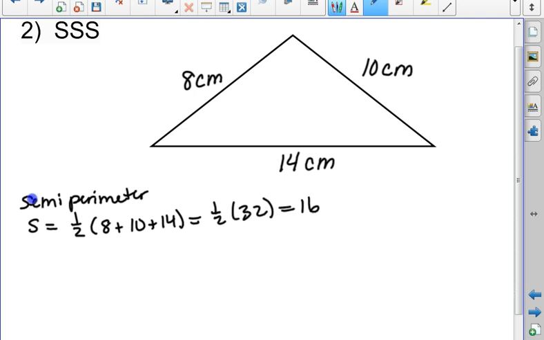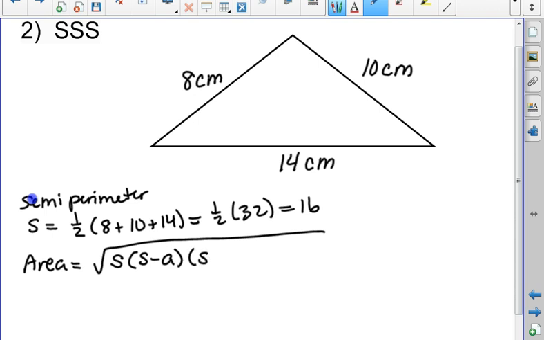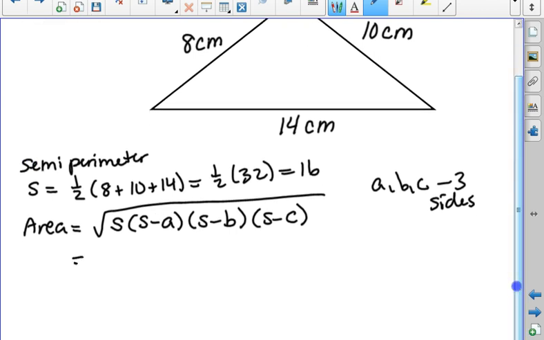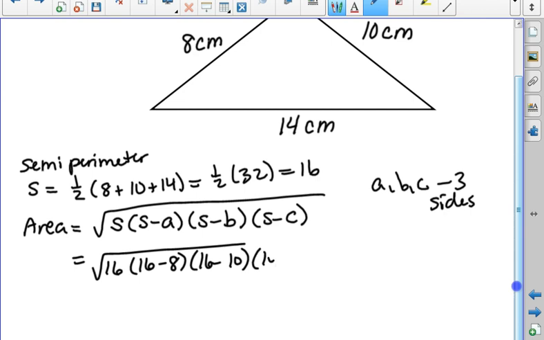The next thing we do is apply the formula, which says the area is the square root of S, the semi-perimeter, times S minus side A, times S minus side B, times S minus side C. I'll just write over here that A, B, C are the three sides. So if we put in our numbers here, we have the square root of 16 times 16 minus 8, times 16 minus 10, times 16 minus 14.